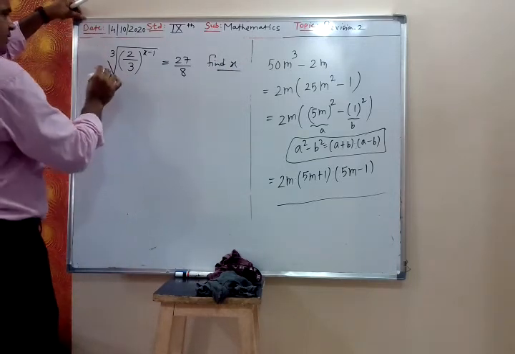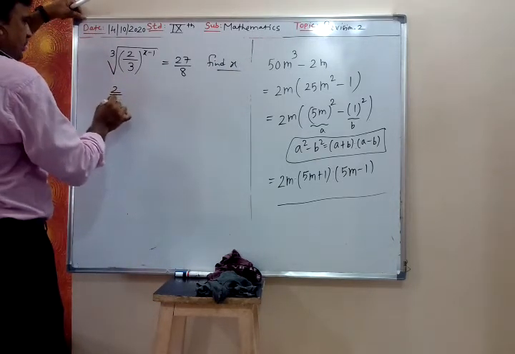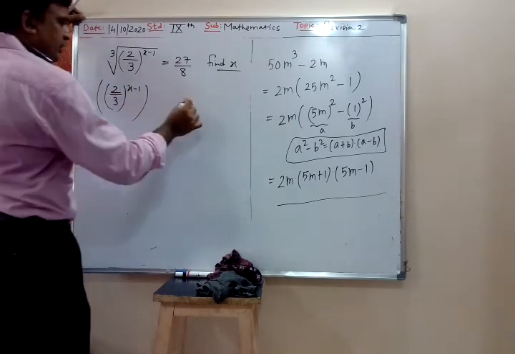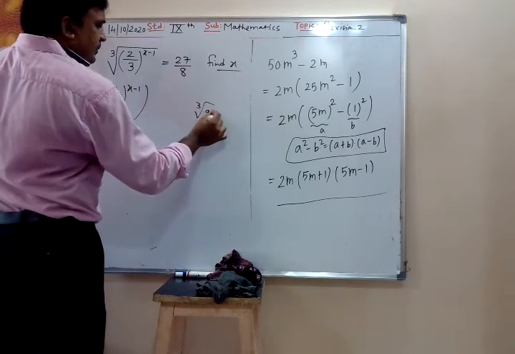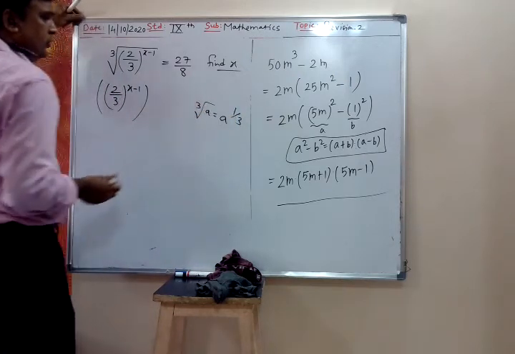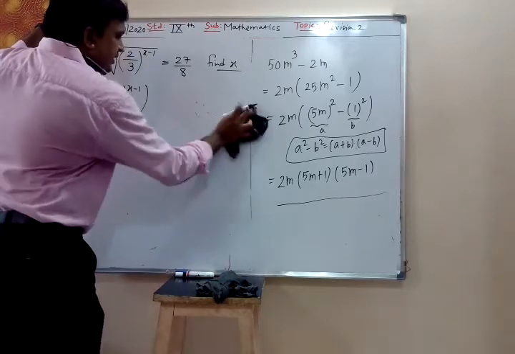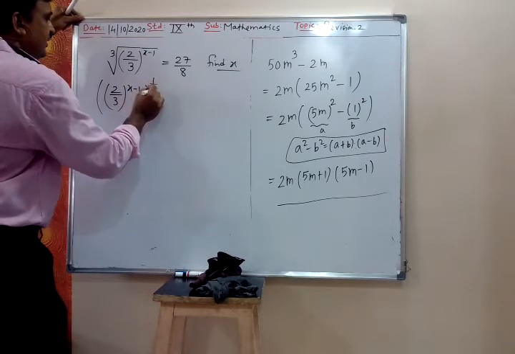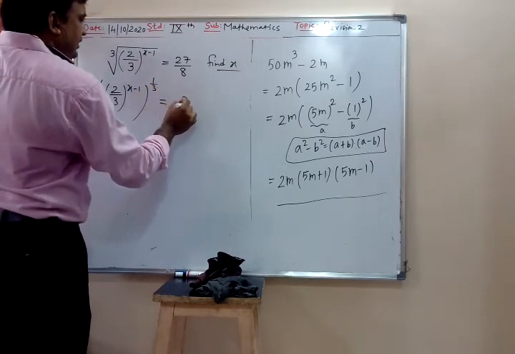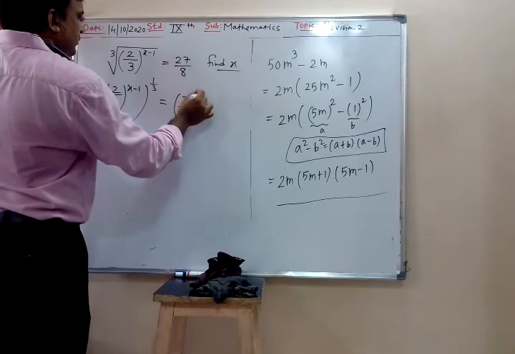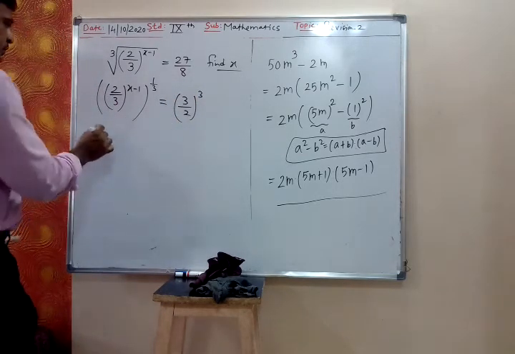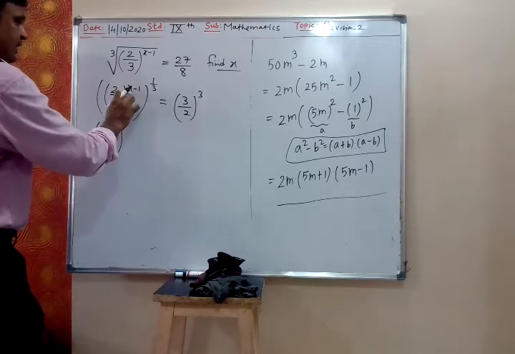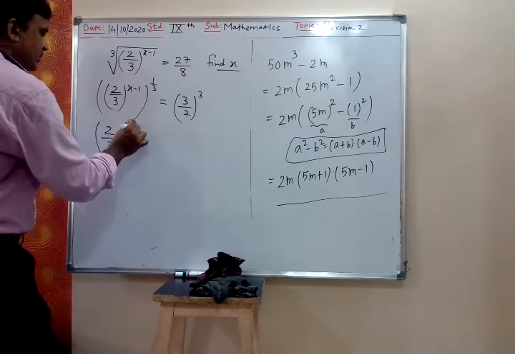Wait, my dear, wait. 2/3 raised to x minus 1. Now cube root means, see here, cube root of a is the same as a raised to 1/3. So this will be 2/3 raised to x minus 1, and cube root means raised to 1/3. 27/8 I can write as 3/2 whole cube. So this will be 2/3 raised to (x minus 1) into 1/3, which is (x minus 1)/3.